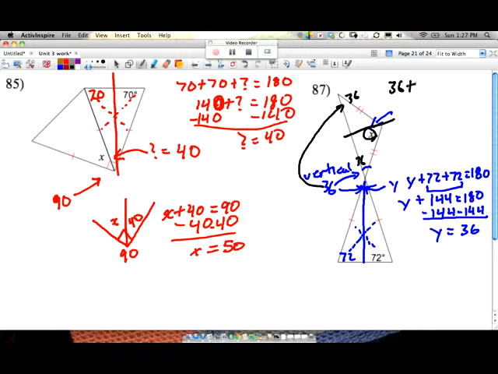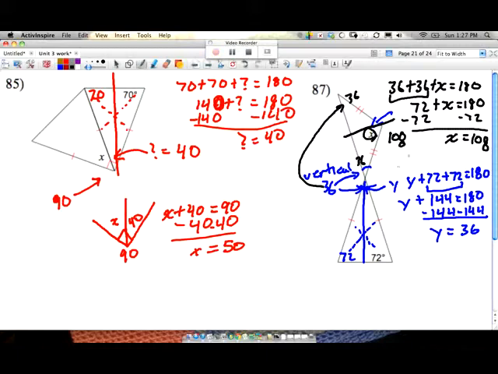So I'm going to put those three together. 36 plus 36 plus x equals 180. All right, 36 and 36 is 72. Subtract 72 from either side, and we'll have x equals, let's see, what are we going to get here? 108. 108 degrees.